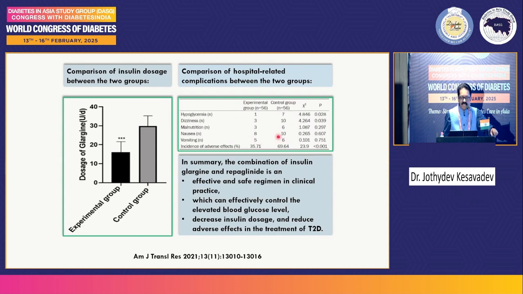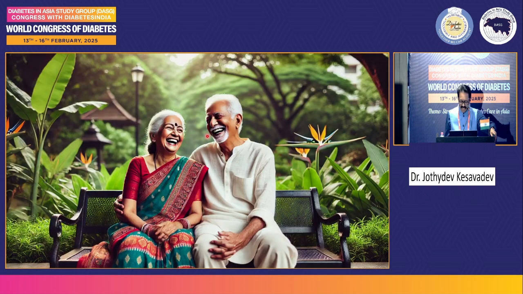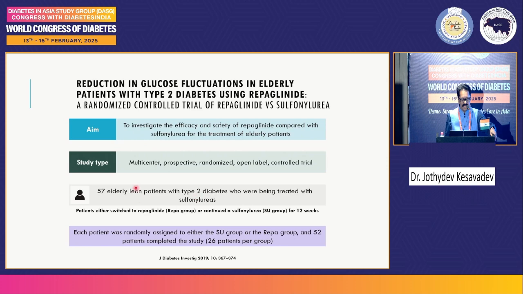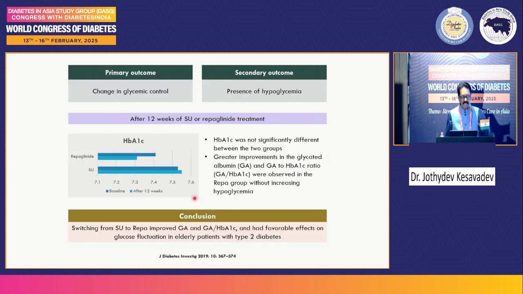And for hypoglycemia, numerically it is more in the control group when compared to the insulin and repaglinide group. So the insulin only group, more hypo. When you are combining with repaglinide, of course you are reducing the dose of insulin, better hemoglobin A1C, and less hypo. What about the elderly population? In the elderly population also there are studies, and this is in 57 elderly lean patients with type 2 diabetes, and this is the data.